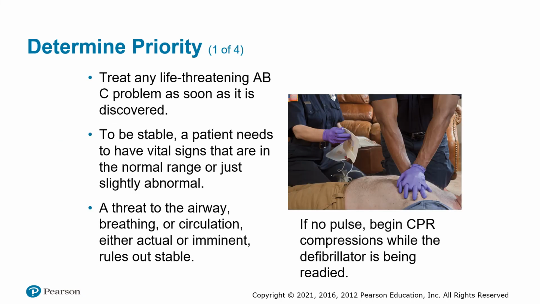And then we're going to determine the patient's priority. We're going to treat any kind of life-threatening ABC problem as soon as it's discovered. To be stable, a patient needs to have vital signs that are in normal range or just slightly abnormal. And then a threat to the airway, breathing, circulation, or any other, either actual or imminent, rules out stable. So that patient is now unstable. Okay. If there is no pulse, we're going to begin CPR compressions while the defibrillator is being readied. Again, you got to treat the ABCs as soon as they're discovered.